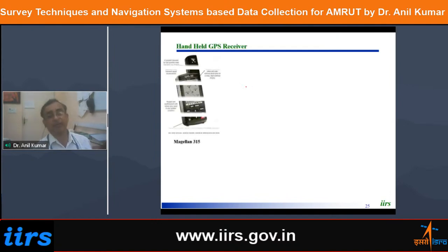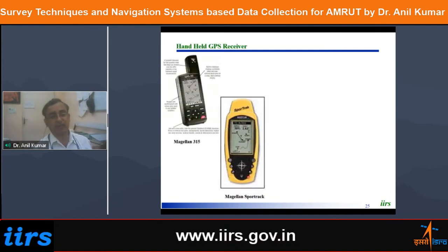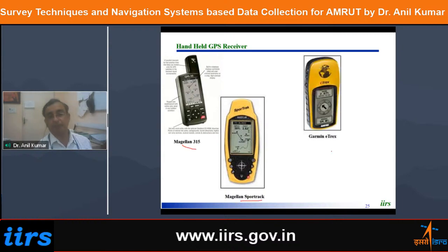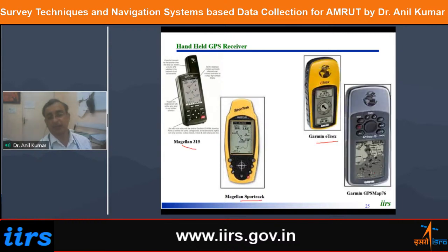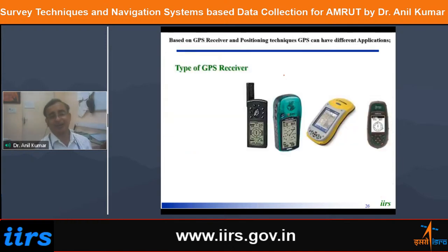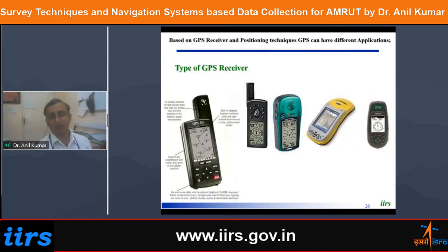Some of the makes of these instruments we can see here, like handheld ones: Magellan SporTrak, Garmin eTrex, and Garmin GPSMAP 76. They are very old GPS models. As per my knowledge, people are not using them much. Anyway, I'm just showing you a few models. So these are a few models of handheld GPS receivers.